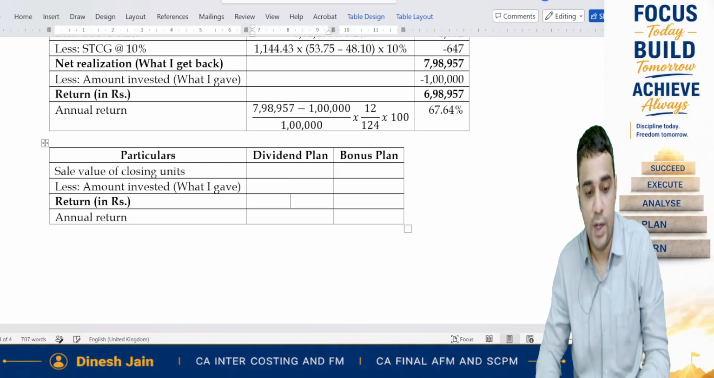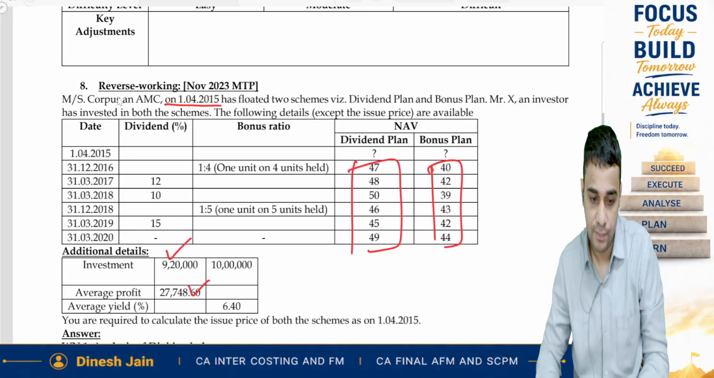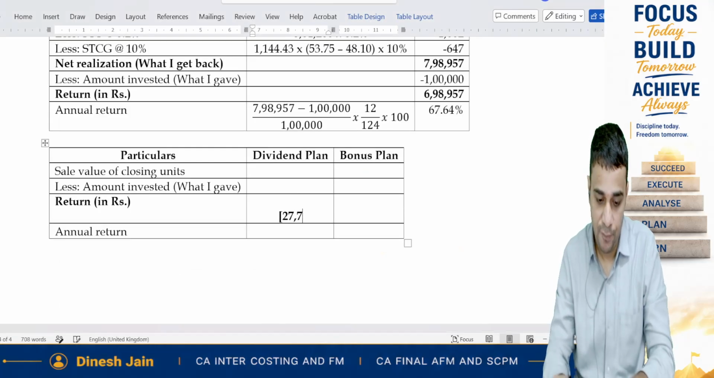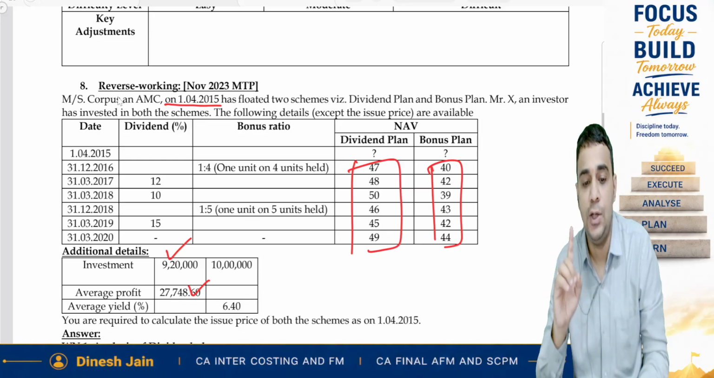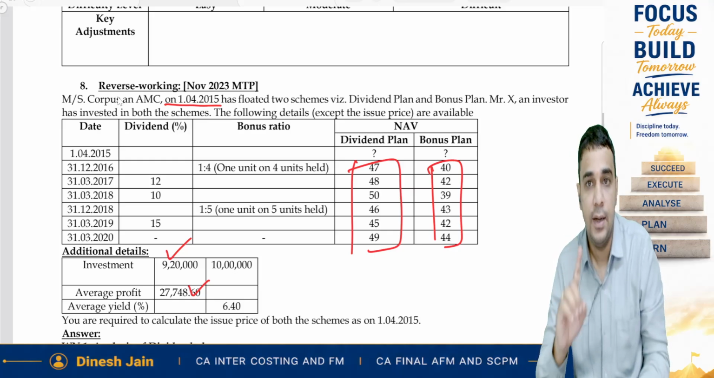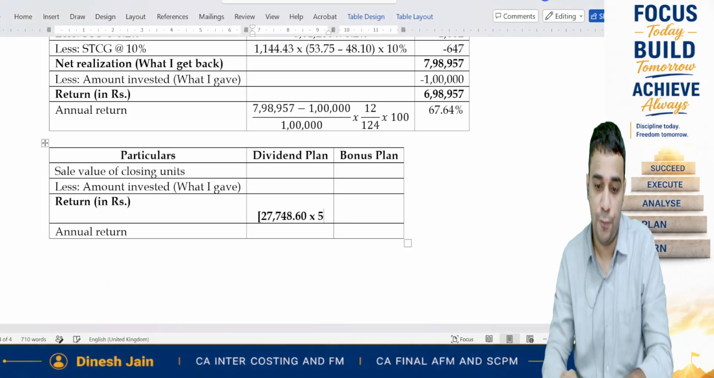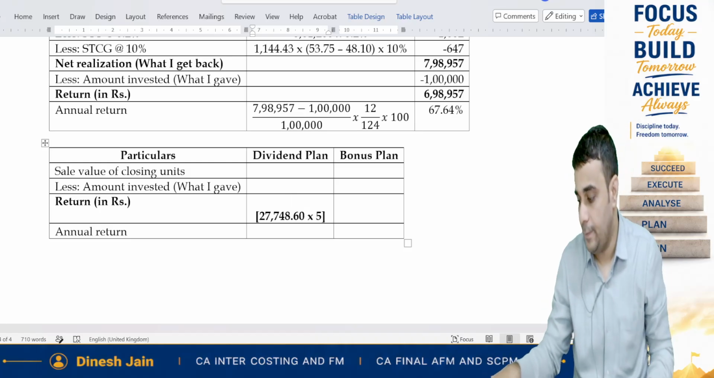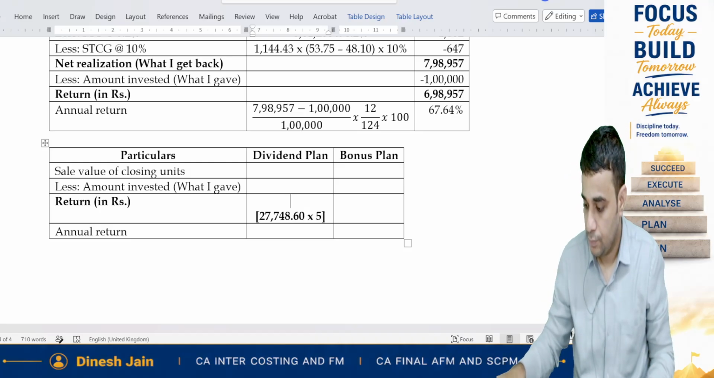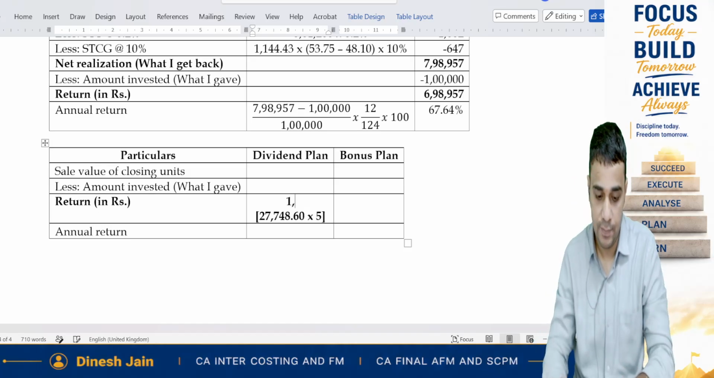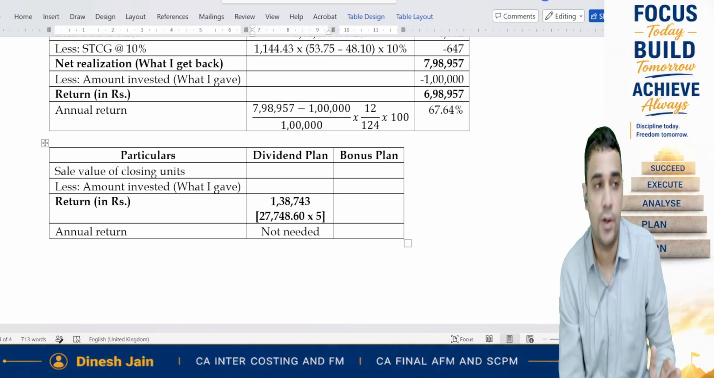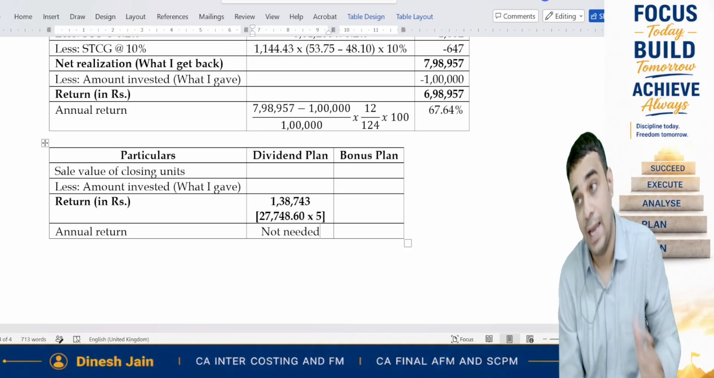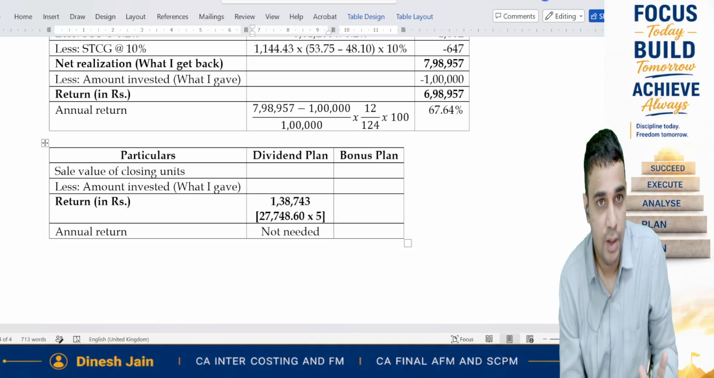Can we start? What is the return given for the dividend plan? Okay, 27,748 into how many years is this? 1/4/2015 to 31/3/2020, 5 years. Into 5, how much? 138. This is not needed. I'm not doing this calculation for the dividend plan. They did not give a percentage. I can calculate also, but why should I waste my time?